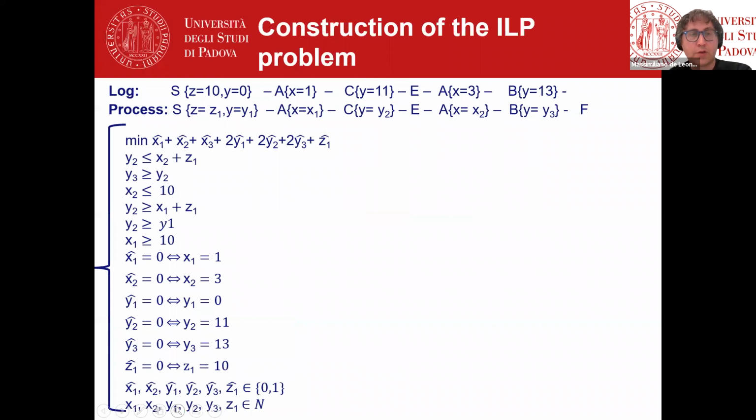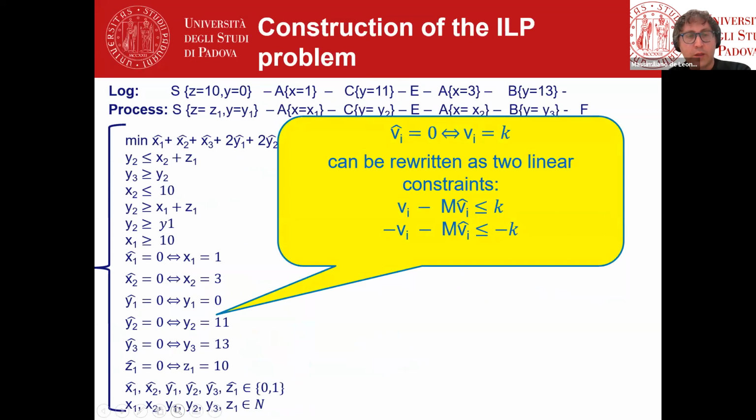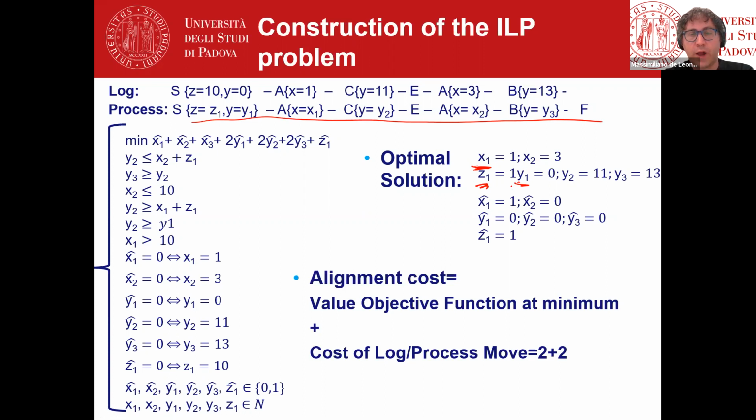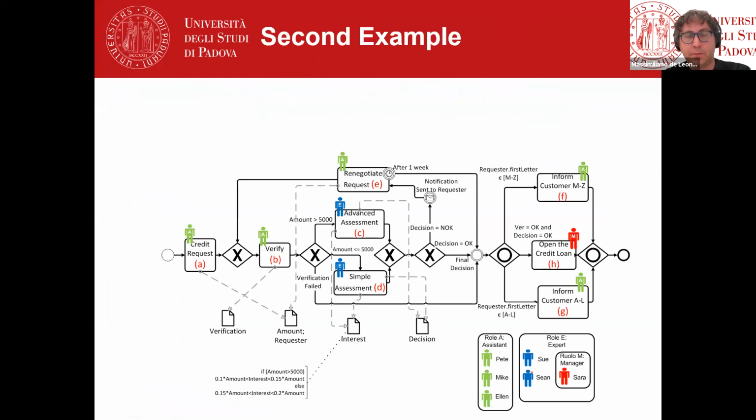So then I obtain my ILP problem. This constraint apparently is not a linear constraint. Literature says that it can be rewritten as linear constraints. And then I find an optimal solution, which will tell me which value to assign to each write operation. So the value to assign to X, to Y, to Z in the different moves. And the value of the objective function corresponds to the cost. Plus, I have to add some cost for log moves and process moves. Let's take a second example now.